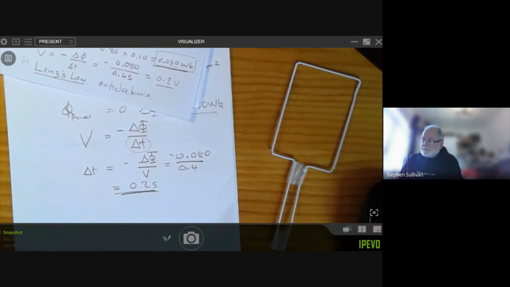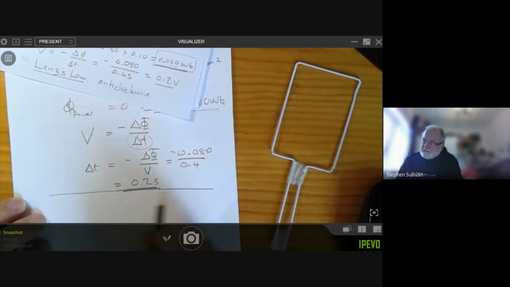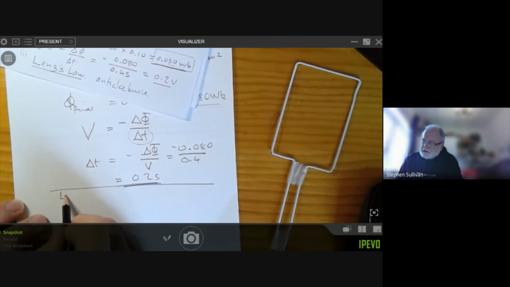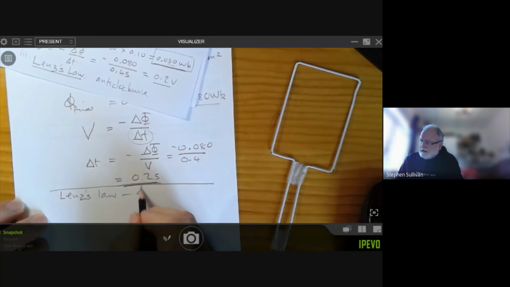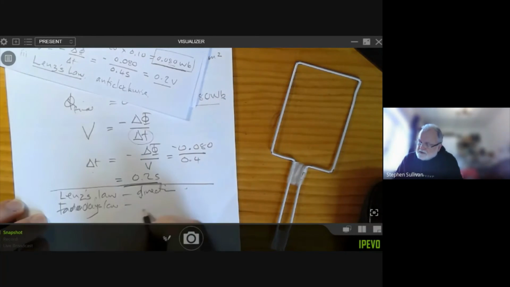And again, we could work out the direction of that current doing the same as before. So that's using our Lenz's law and Faraday's law. Lenz's law gives the direction of the change, and Faraday's law gives the size of the induced voltage.